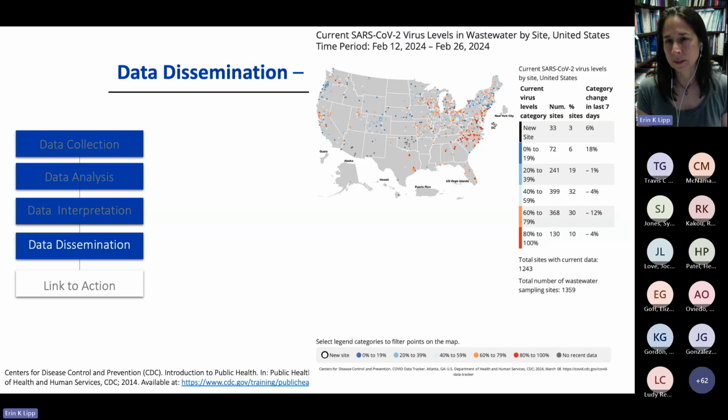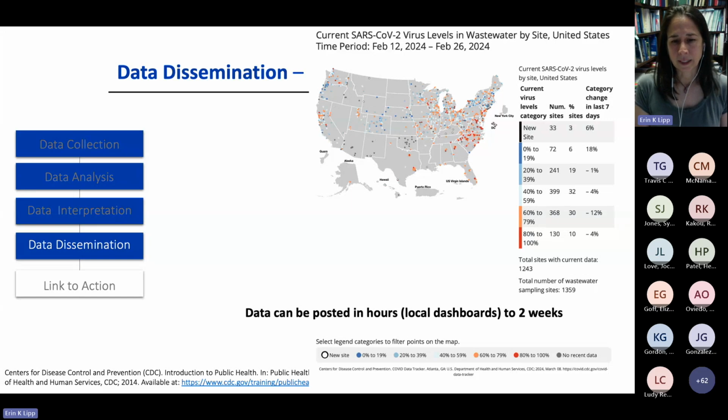So this was pulled last night on March 7th, and you see this is virus wastewater levels between February 12th and February 26th. So it's lagging a little bit, but it's still giving you really, really important data in terms of what's happening with the SARS-CoV-2 pandemic. And again, data could be posted in hours, but it can sometimes take a little bit longer depending on the level that the dashboard is acting at.